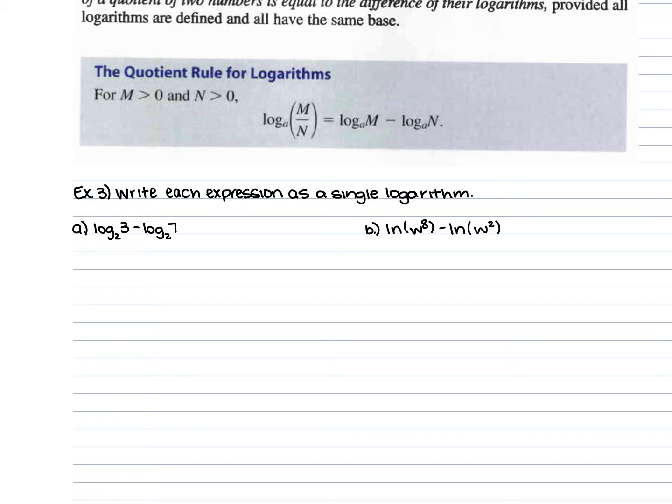So for example 3a, we have log 2 of 3 minus log 2 of 7. So you're going to keep the log 2, and you're going to divide 3 by 7. Now, when you can't divide them like this, you just write it as a fraction, so it's going to be log 2 of 3/7.